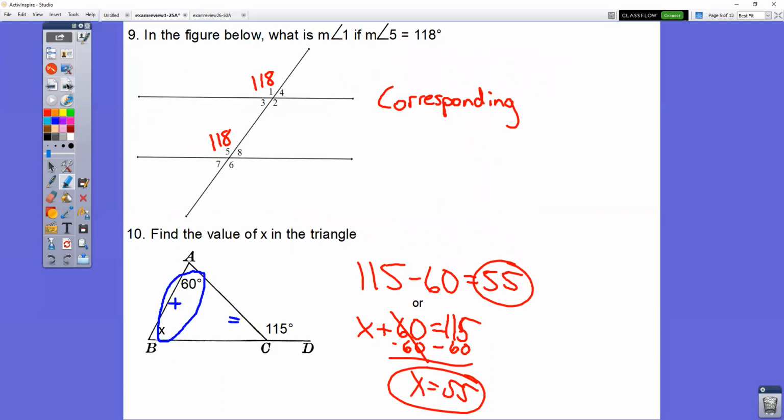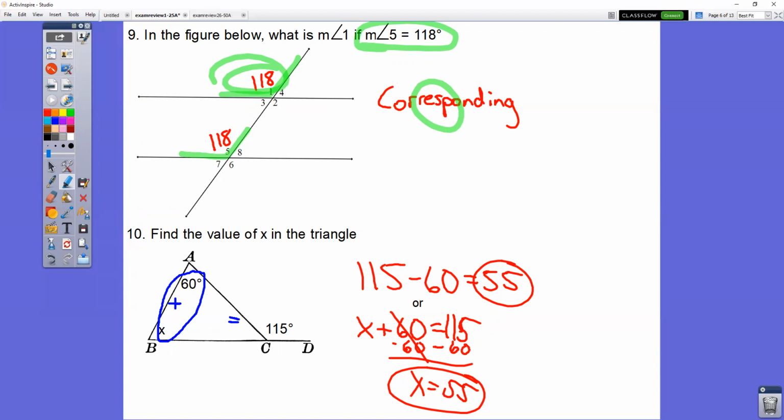In question number 9, you're given angle 5. Angle 5 is 118. So this angle right here is 118. They want to know what angle 1 is. Notice that they're in the same place again. They're in the upper left and upper left. Well, if this one's 118, this one has to be 118. They're in the same place. They are corresponding angles. Notice obtuse angle, obtuse angle. If they look the same, they are the same. They're equal to each other. So that was 118.